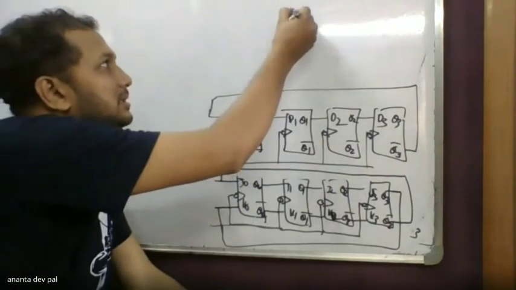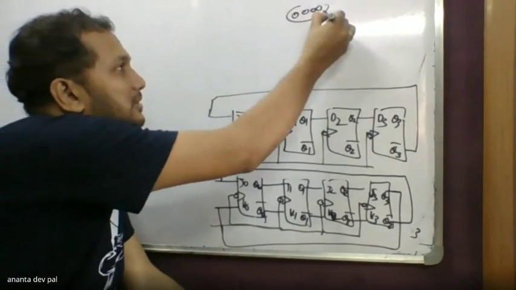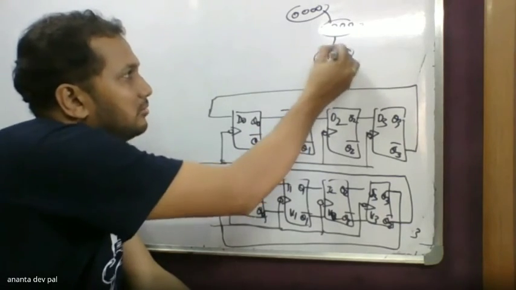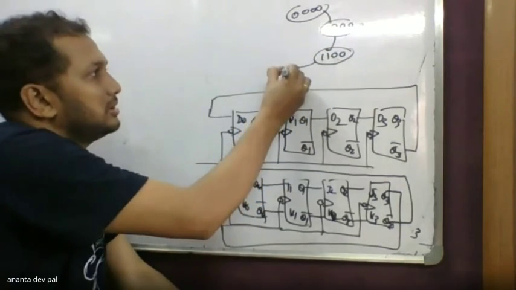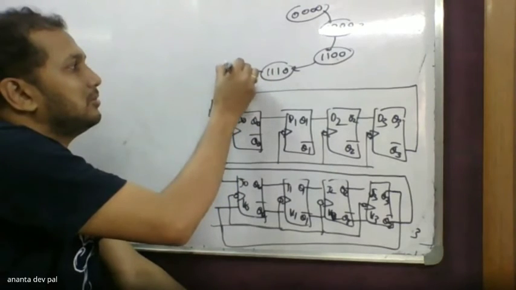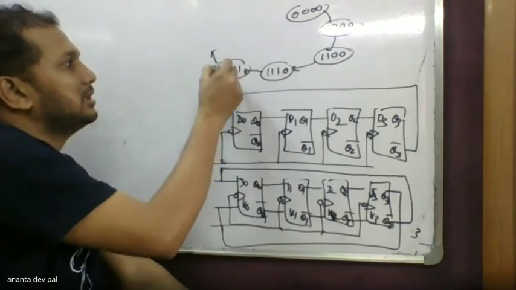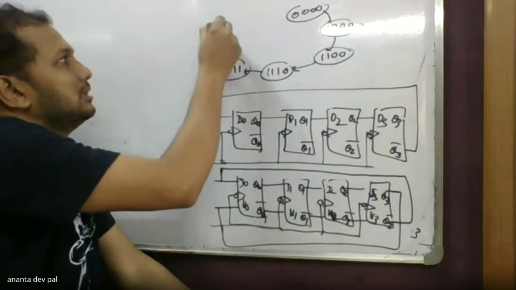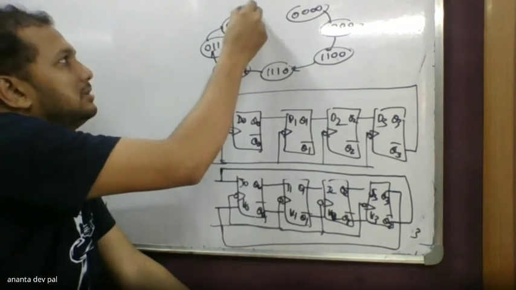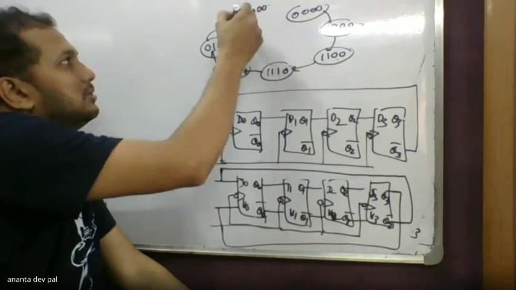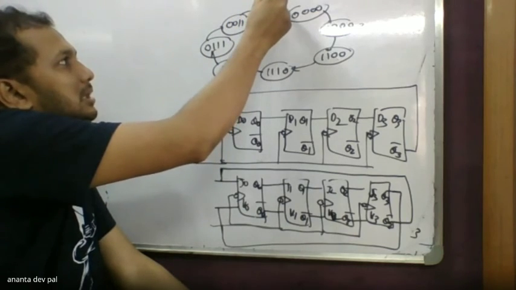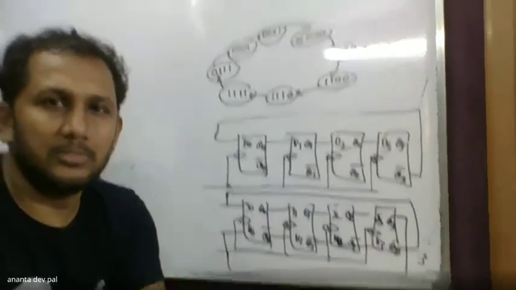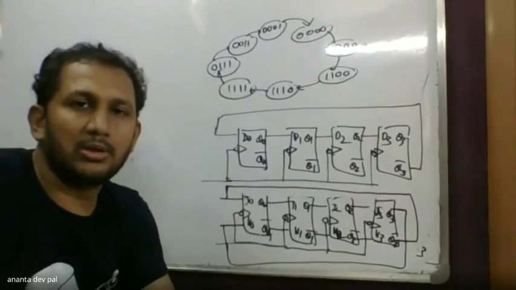The state table is initially 0 0 0 0. Then the first one is 1 0 0 0. Then the one is moved to the second position, 1 1 0 0. Then the third, 1 1 1 0. Then finally 1 1 1 1. When it completes 1 1 1 1, the inverted copy is transferred, 0 1 1 1. Then 0 0 1 1. Then 0 0 0 1. Then again back to the start. So this is the state diagram of this twisted ring counter or Johnson counter.